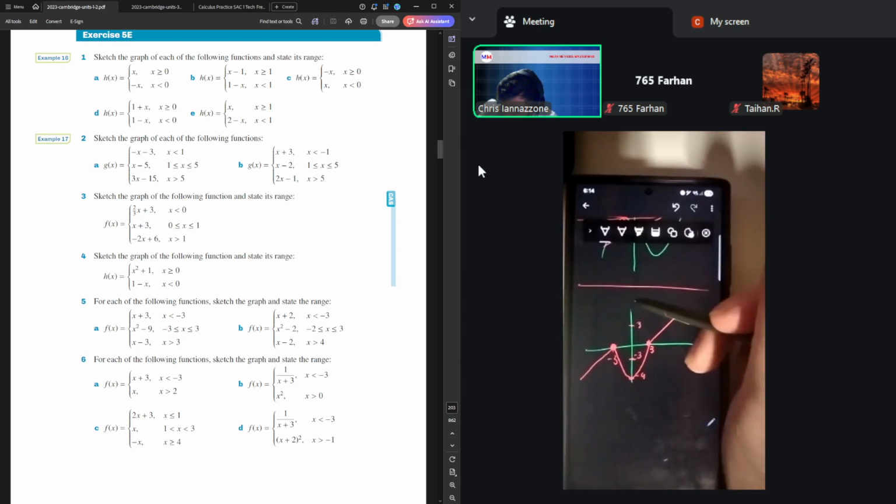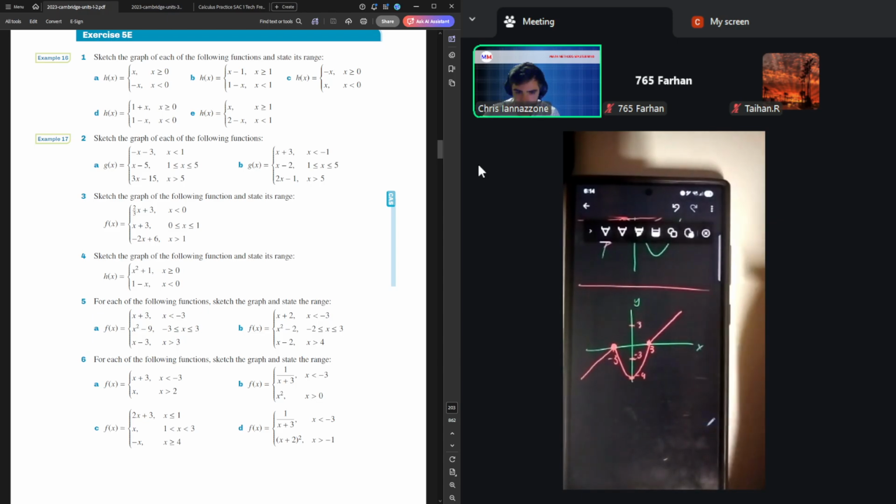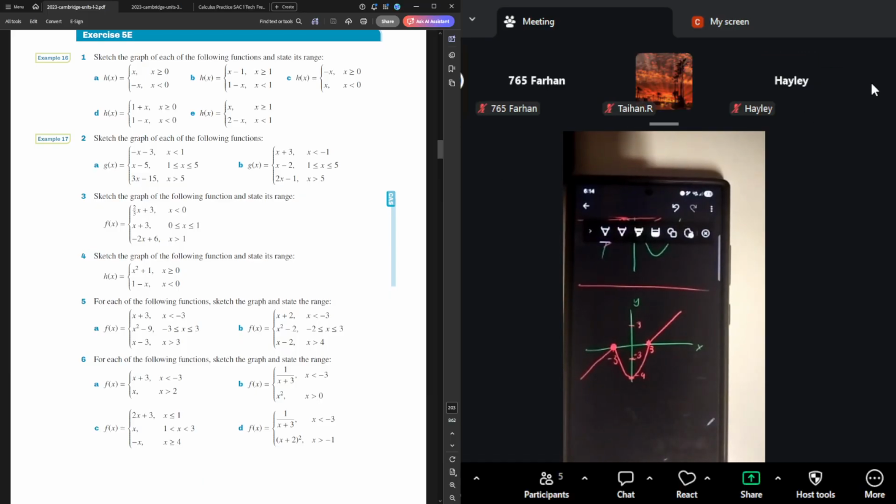Fair enough on at least getting the graph going. Anything to clarify about that one?